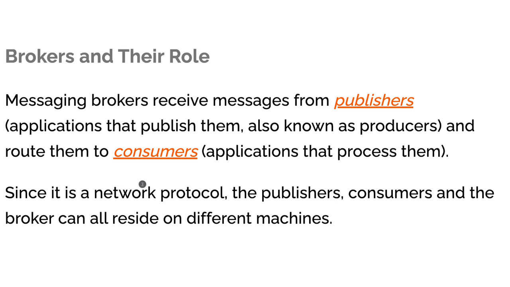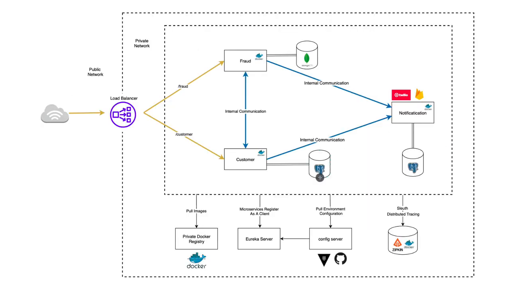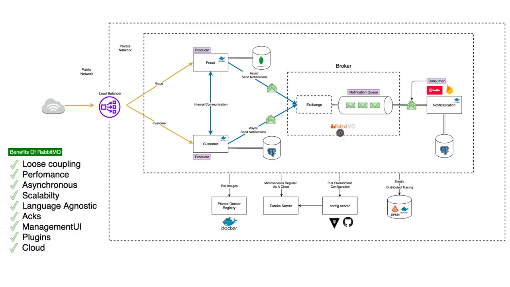Now, since this is a network protocol, the publishers, consumers, and the broker can all reside on different machines. So you can see how you can decouple your applications. So in here, you've seen that we have these microservices, they talk to each other. And currently, if customer sends a notification to the notification microservice and notification is down, or notification is having trouble handling requests, then you can see that this can be a bottleneck for our application. And instead, what we do is we use RabbitMQ in this case.